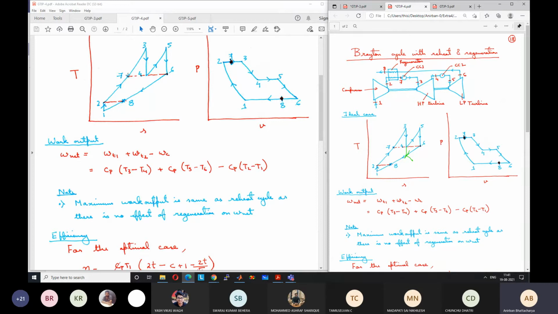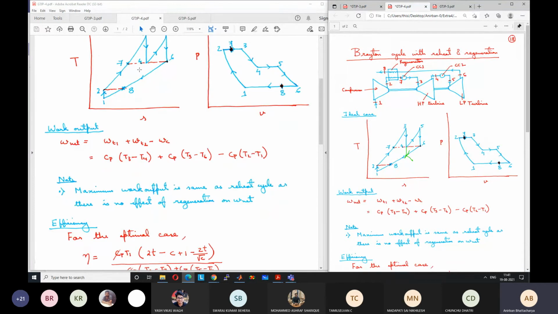So we will assume here that the cycle is already optimized for maximum work output, which means that T3 is equal to T5 and T4 is equal to T6. So the maximum work output from this cycle is the same as that of the Brayton cycle with reheat. Regeneration does not increase the work output. So maximum work output is the same as the reheat cycle, as there is no effect of regeneration on W net.